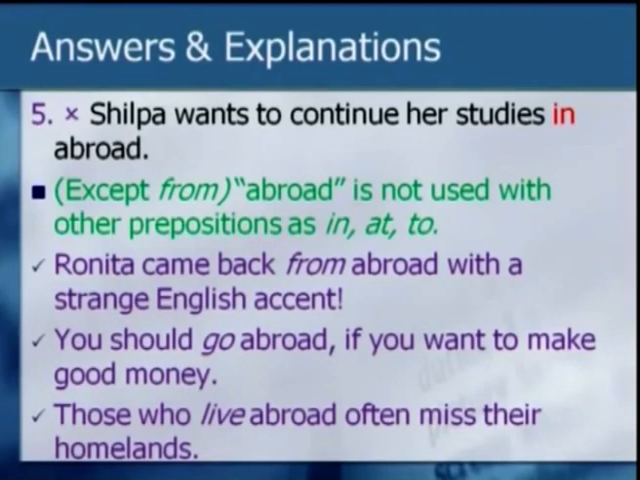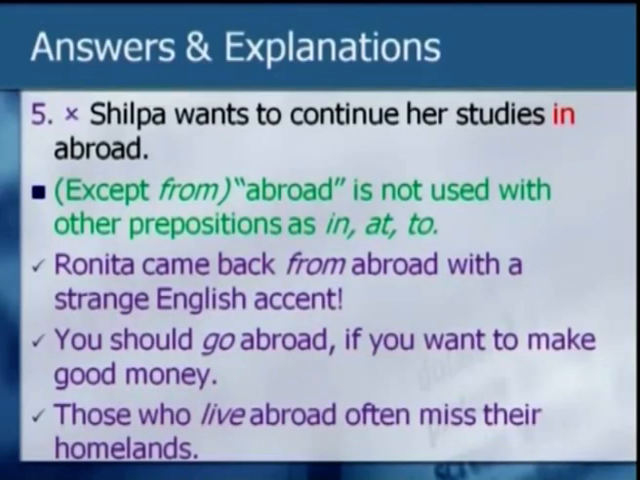Look at the next answer and explanation. The fifth one, again it's a wrong sentence which has a common error. Shilpa wants to continue her studies in abroad. The error is committed with regard to the use of the preposition in. Now, there is something called collocation which I mentioned in one of the previous lectures. Collocation is that certain words, it may be a preposition, an adjective, or a noun phrase, will go with certain other words in English. You cannot separate them or substitute them, and when you do that you commit the so-called collocational clash. Not only that, but also you commit a common error.